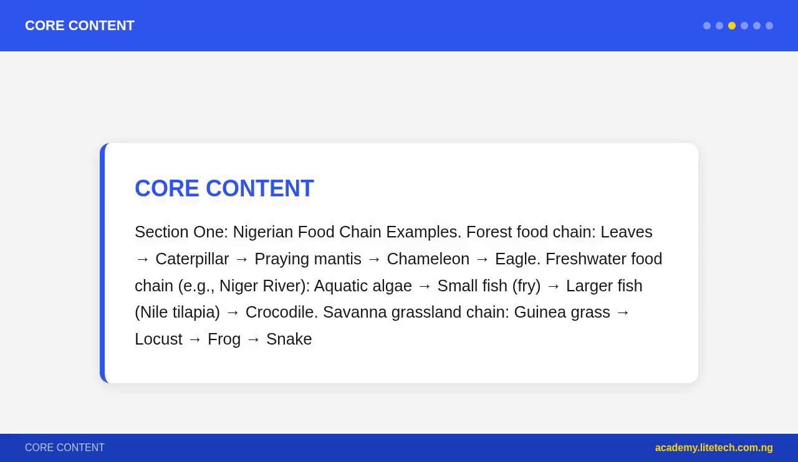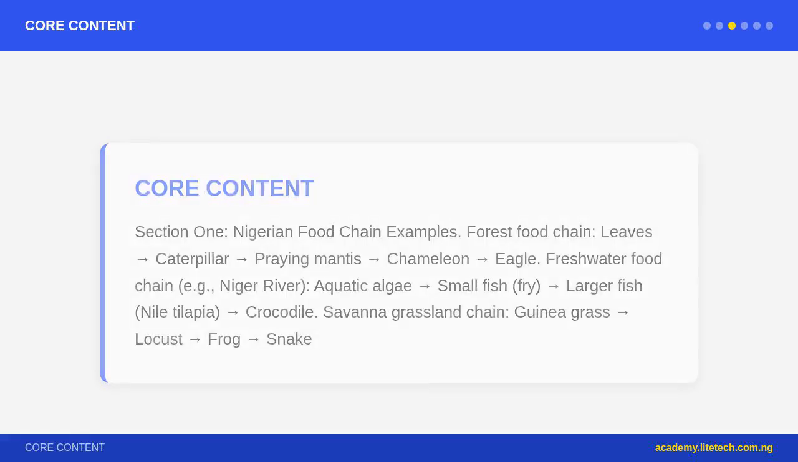A pyramid of numbers represents the number of organisms at each trophic level in a food chain. Typically, very many producers at the base, fewer primary consumers, even fewer secondary consumers, very few top predators at the apex. Example: 10,000 grass plants, 500 rabbits, 20 foxes, 1 eagle. Note: pyramids of numbers are not always true pyramids in shape.